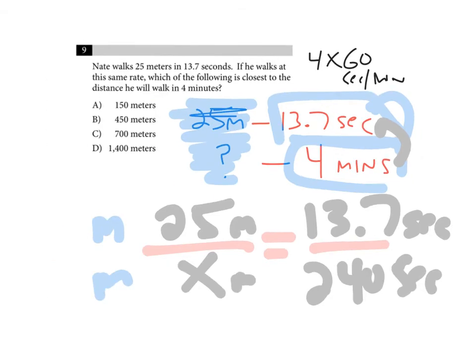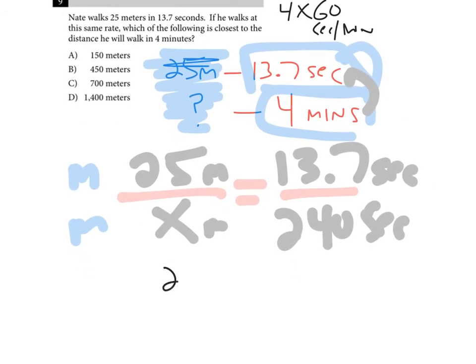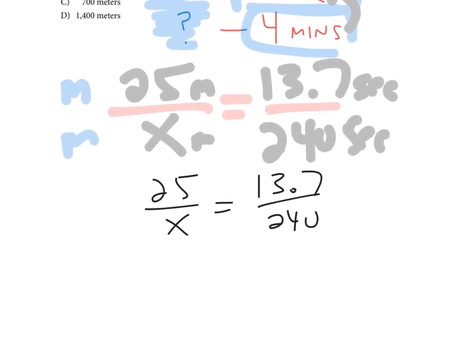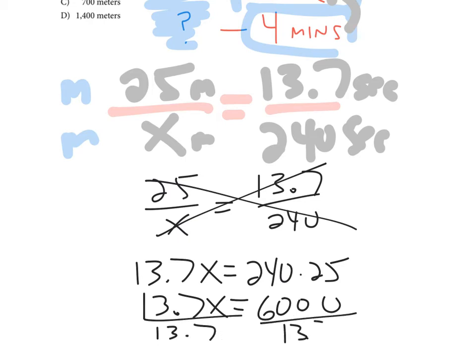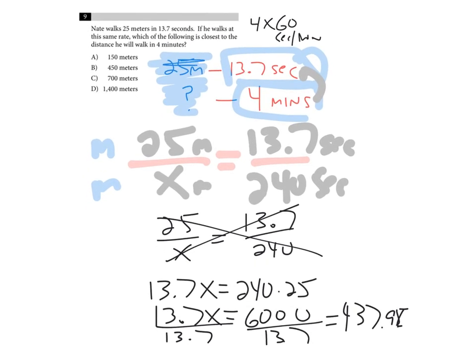We have seconds and seconds on the right, which means here we're going to have the proportion 25 over x equals 13.7 over 240. And the way you solve proportion questions when a fraction is equal to a fraction is you cross multiply. So 13.7x equals 240 times 25. So here we're going to have 13.7x equals, and we're going to multiply 25 times 240. So that's going to give me 6,000. And then here I'm going to divide both sides by 13.7 to get how many meters he's going to cover. And it looks like here you get 437.956. So the question here again says, which of the following is closest? So it looks like here our answer is going to be letter B, 450 meters.